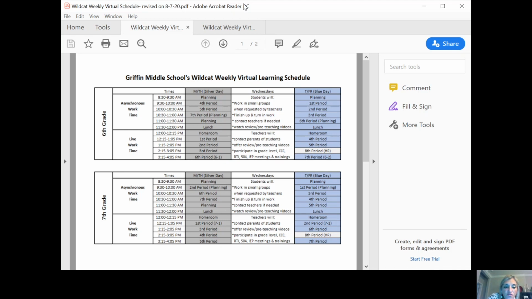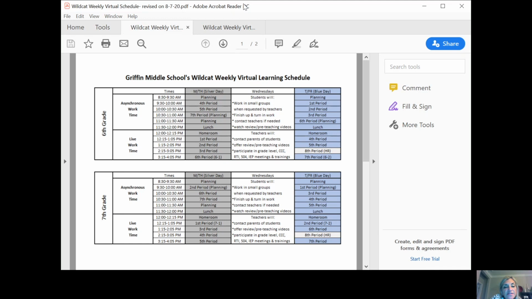And then if you look along on this schedule with me, we are going to focus just on 6th grade for a moment, and then we will progress through the other grades. So as a 6th grader on a silver day, at 12:15 to 1:05, a student will be in a live session with their teacher of their first period class. Then they will have a 10-minute break. They'll go to second period. Then they'll go to third period, which ends at 3:05. And then 3:15 to 4:05, that is when our 6th grade students will go to their first connections class.